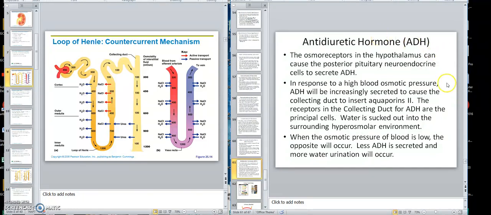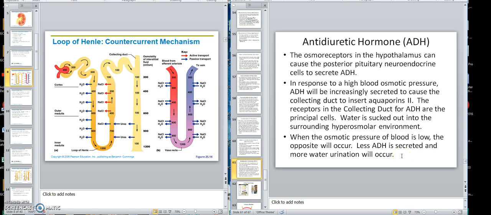So in response to high blood osmotic pressure, ADH will be increasingly secreted to cause the collecting duct to insert aquaporins, because we want to retain water. The receptors in the collecting duct for ADH are the principal cells we mentioned. Water is sucked out into the surrounding hyperosmolar environment. When the osmotic pressure of the blood is low, the opposite will occur. Less ADH is secreted and more water is urinated.